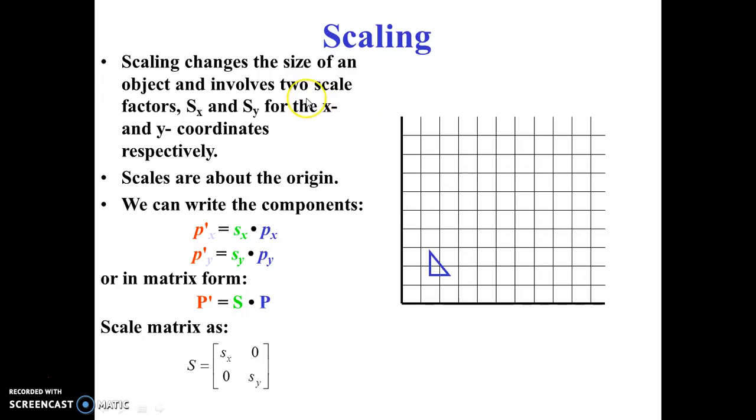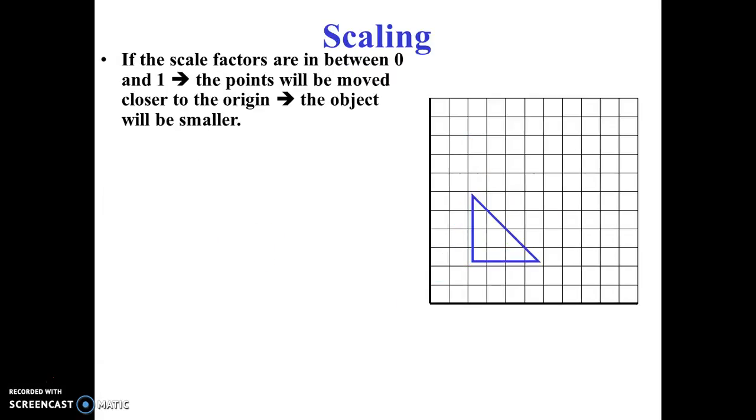Now the last thing is scaling. Scaling changes the size of an object and involves two scale factors, Sx and Sy, for the x and y coordinates respectively. Scales are about the origin, and for scaling all you need to do is multiply the original x with the Sx factor and original y with the Sy factor, which we can represent in the matrix form as S dot P. So we have this triangle which can be scaled to a new position P dash. So the size of the triangle gets increased.